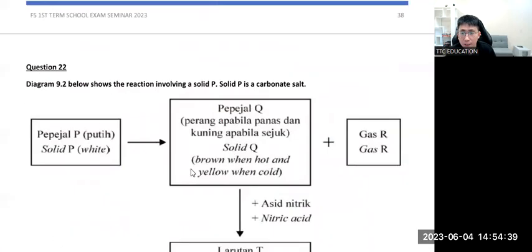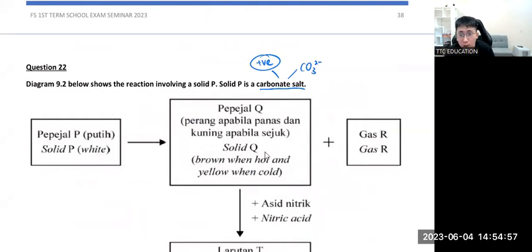Okay, now they say solid P is a carbonate salt. A carbonate salt gives you a very big hint already. It means that inside there is definitely CO3 2-. Of course the positive ion is unknown right now, but at least I know the negative ion.